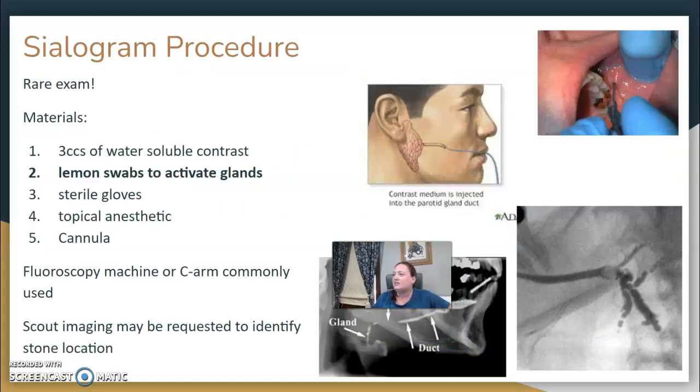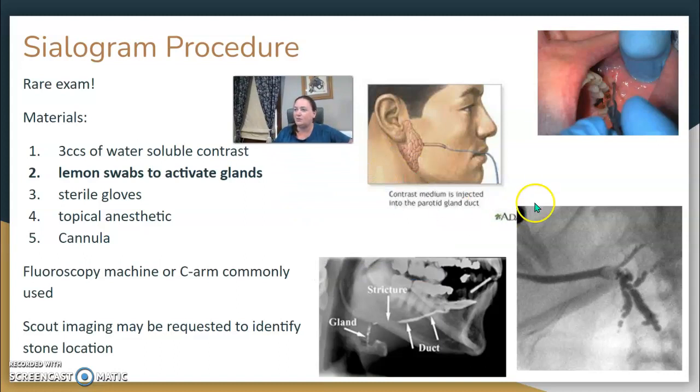And then, so the procedure itself, the radiologist will take lemon swabs and open the patient's mouth and find the salivary gland opening, and run the lemon swabs over the gland to open it up, and then place that small catheter into that opening and inject the water-soluble contrast. And the contrast will flow through, looking for any strictures or tumors or anything going on there.